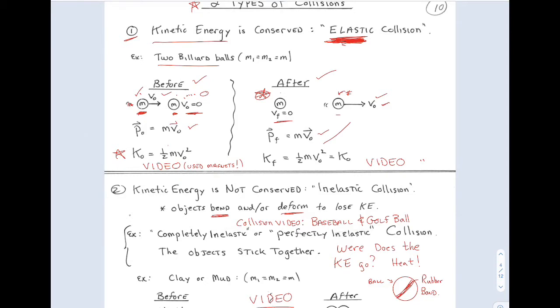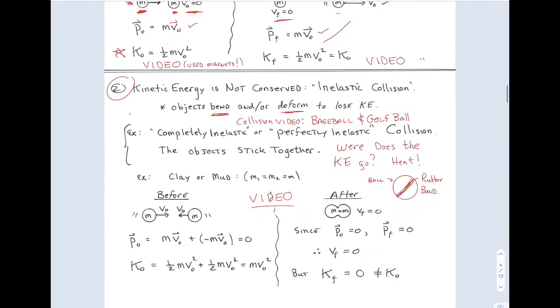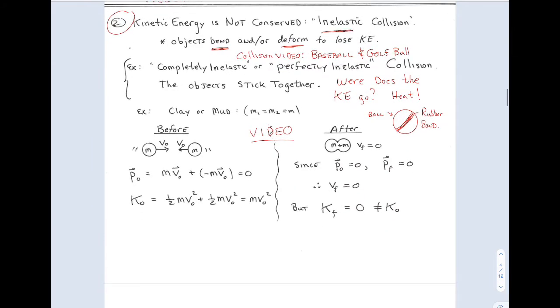The other type of collision, remember, the two types are categorized in terms of whether kinetic energy is or isn't conserved. The other type of collision is an inelastic collision. A collision is said to be inelastic if the kinetic energy is not conserved. Now, why is the kinetic energy not conserved? In an inelastic collision, the objects can bend or deform to lose kinetic energy.